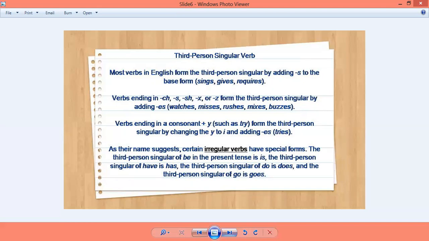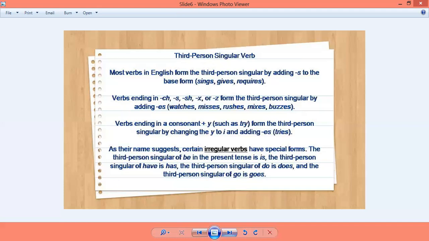Here in the second line, we can see verbs ending with ch, s, sh, x or z. Such kind of words, उनके पीछे सिर्फ s नहीं लगता, es लग जाता है. Say for example, watch, miss, rush, mix, buzz. तो watch का क्या हो जाएगा? Watches, es लगता है. Right? She watches television every day. Right? तो she watch का watches हो जाएगा. Why? Because she is third person singular.